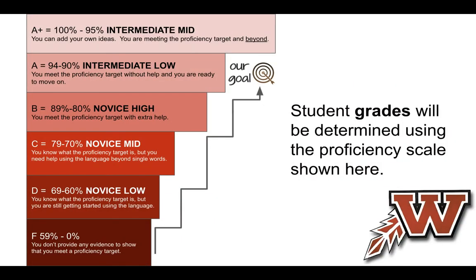Students' grades will be determined by the proficiency scale shown here. Grades will be assigned based on the West High grading scale and updated to Infinite Campus daily. They will be available to students and families in real time. When I change something, you will see it immediately. If you are unable to access Infinite Campus, please contact me or the registrar's office at West for assistance.